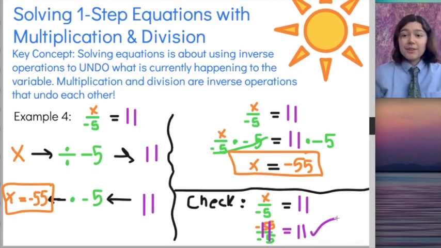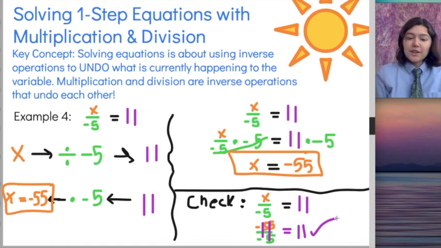So the key concept again is you're always going to ask yourself, what is currently happening to my variable in this equation? And then solving an equation means, how do I undo that so I can get x all by itself, isolate x, and figure out what is the solution? What's the value of x that's going to make my original equation true?